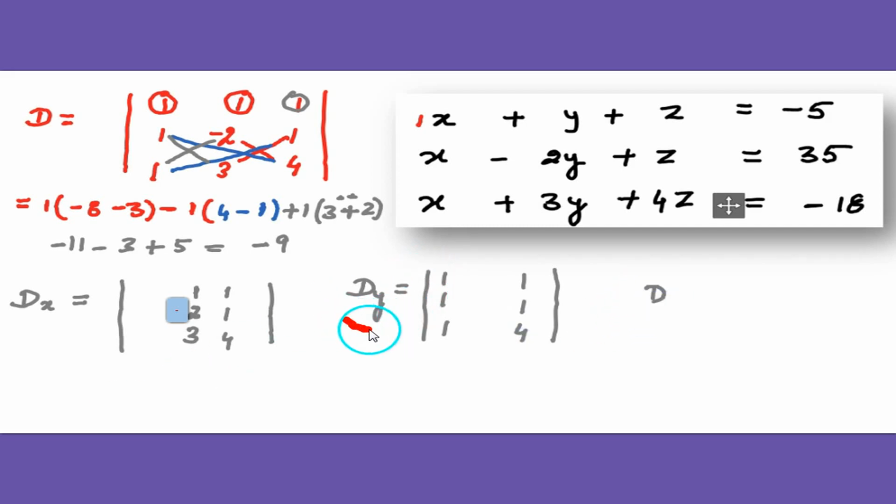Now for dy, the x coefficients are here, the z coefficients are here, but the y coefficients are not here, and the y coefficients will be replaced by this column. Okay.